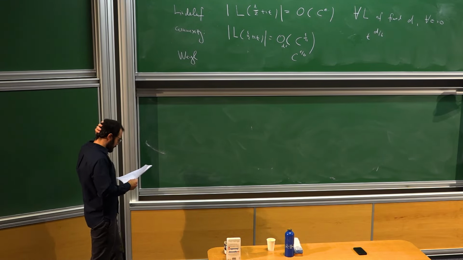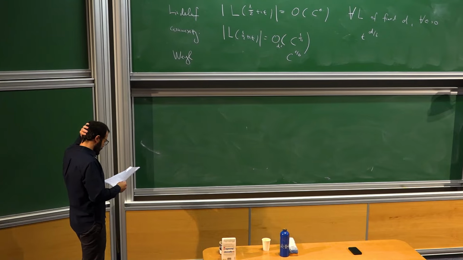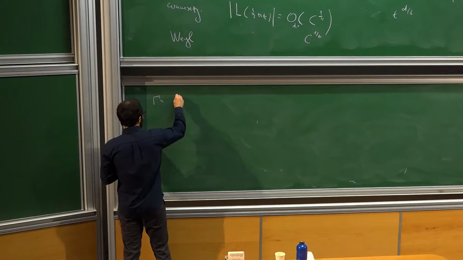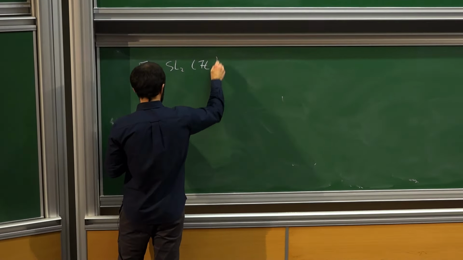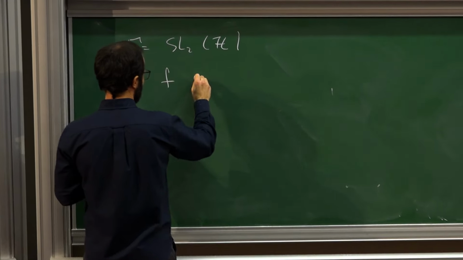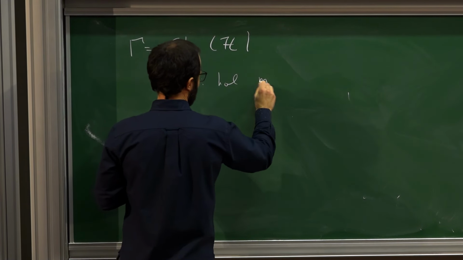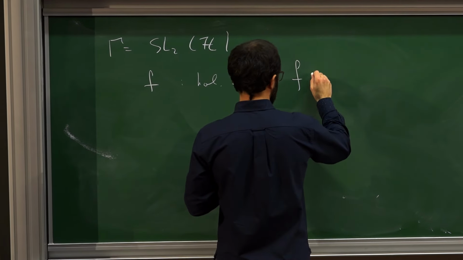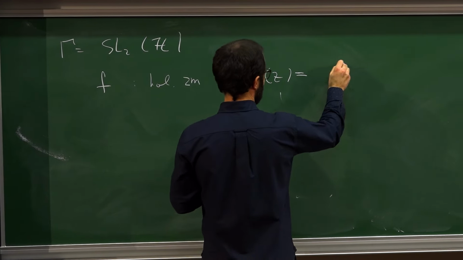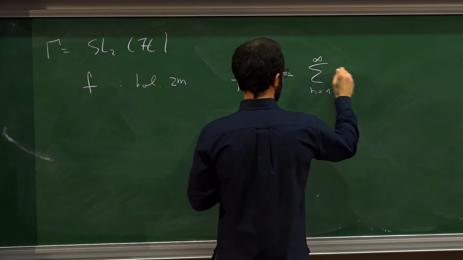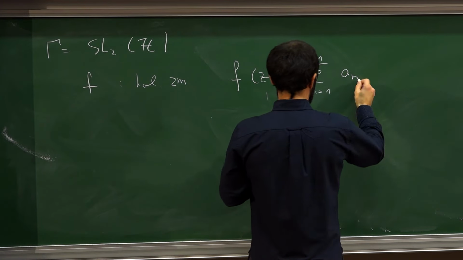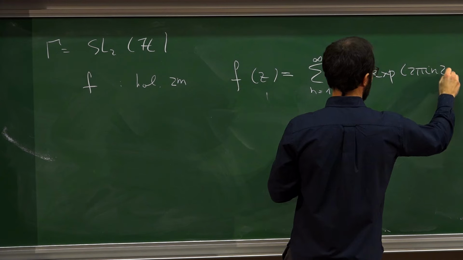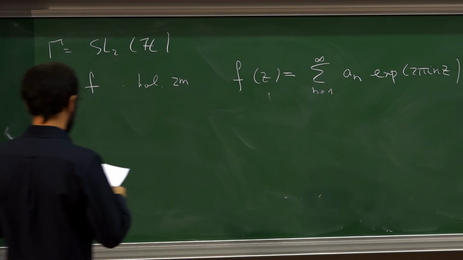So how do we start from a modular or automorphic form and build L functions? Well, if we are in the setting of, say, SL2Z again, for simplicity, then you can take a holomorphic modular form of weight 2m, and suppose it's a cusp form, so it has the Fourier expansion, sum of a_n exp(2 pi i n z).